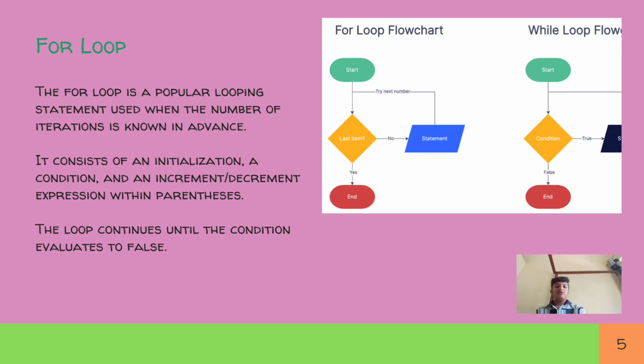For loop. The for loop is a popular looping statement. I use it when the number of iterations is known in advance. It consists of an initialization, a condition, and an increment or decrement expression within a parenthesis. The loop continues until the condition evaluates to false.